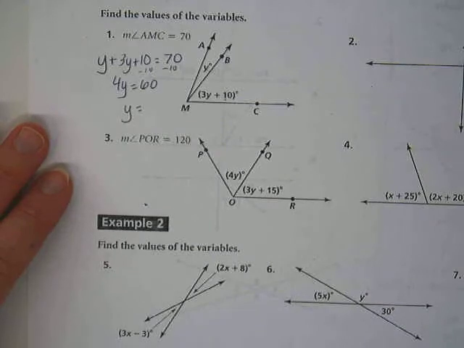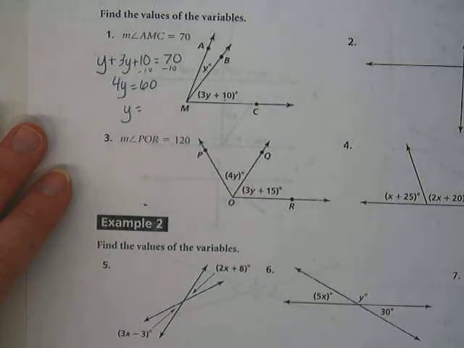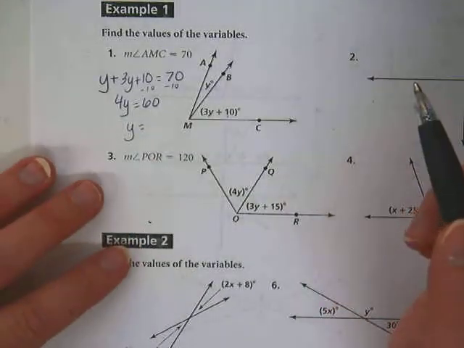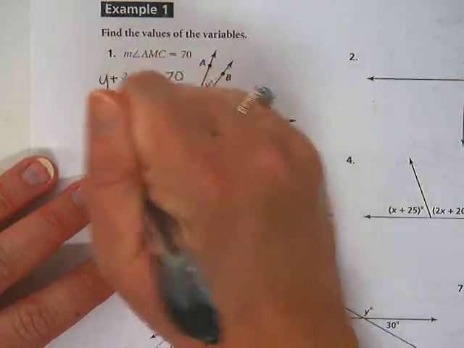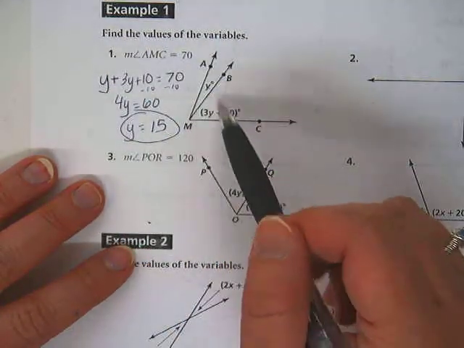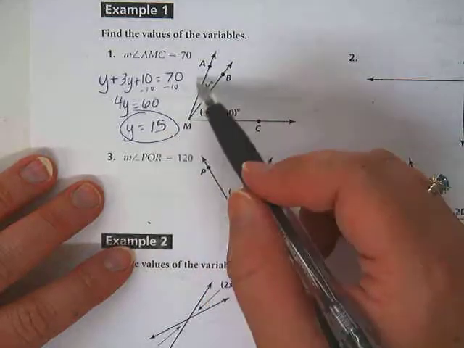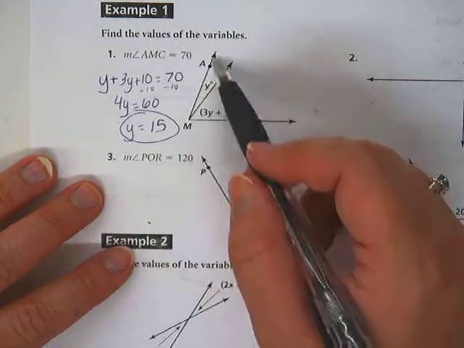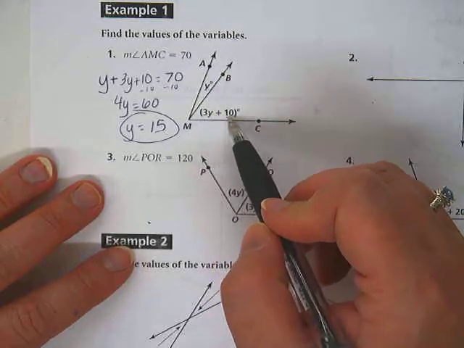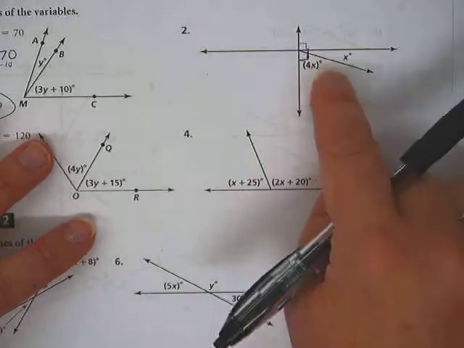so that y ends up equaling 60 divided by 4, which is, anyone know that one? 60 divided by 4? 15. Okay, now the questions are just saying find the values of the variables. That's all we have to do. We don't have to plug it back in on this problem. But if we really wanted to, we could realize that since y is 15, that means that little angle right there is 15 degrees. And this one would be 3 times 15 plus 10, right? If we needed to do that.